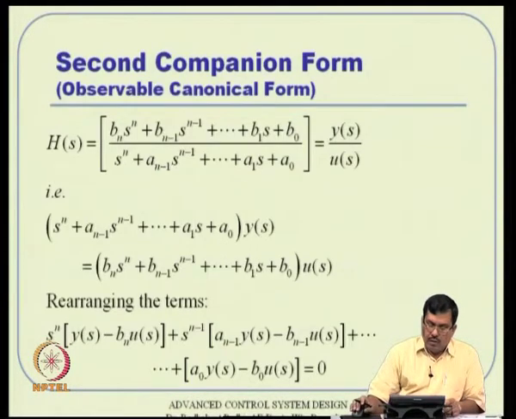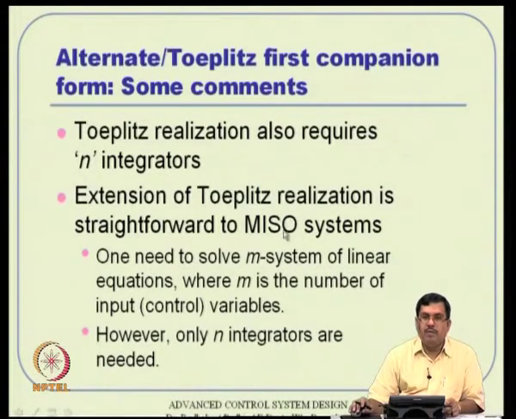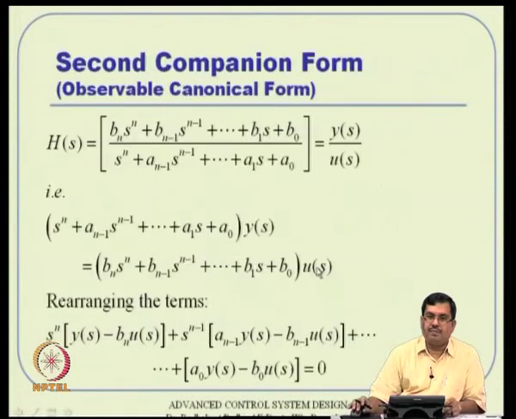So, the message here is that with multiple input but single output, we still need n integrators, and in the reverse case where you have single input but multiple output, we can still realize the system with n integrators. But the entire ball game changes when you have a MIMO system, that means multiple input multiple output system, then that is no more true. We will have a few comments on that a little later in this lecture.